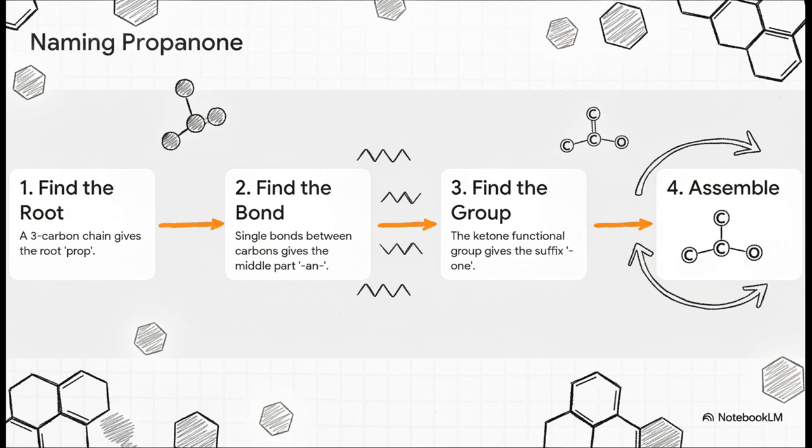Easy. Second, we check the bonds between the carbons. They're all single, so we add -ane. And third, we spot that C=O group right in the middle. Hey, that's our ketone. So that gives us the suffix -one. Now you just put it all together. Prop, -ane, -one. Propanone. See? We just built a chemical name from scratch.